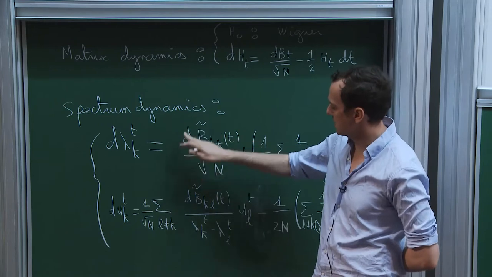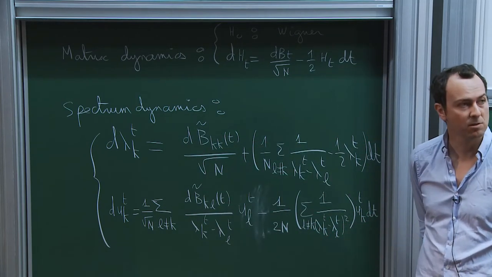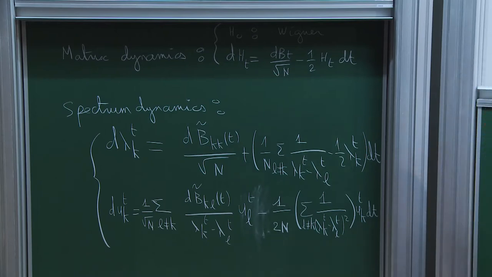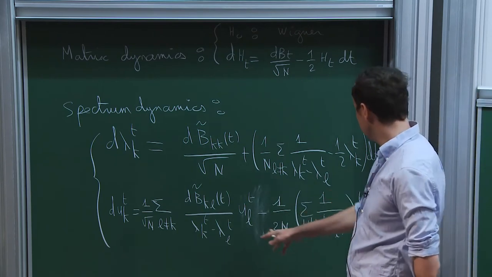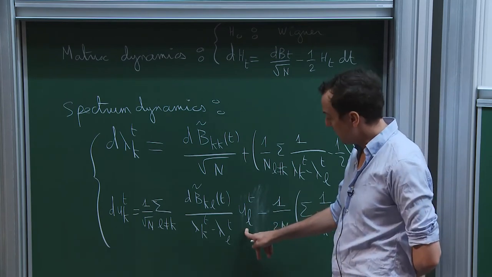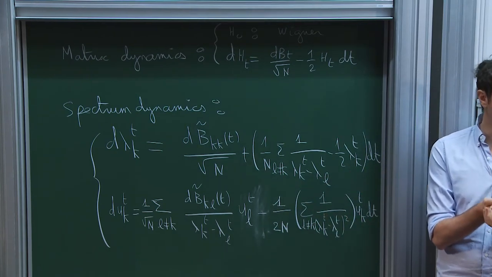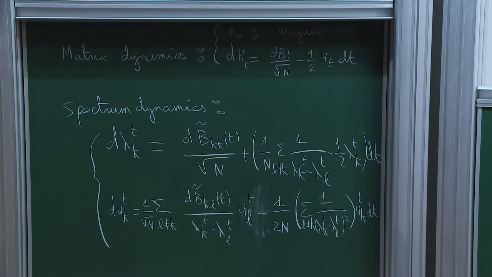So let me comment a little bit about the spectrum dynamics. I wrote the eigenvector evolution here. The eigenvector associated to lambda k is denoted by uk, and this is something we proved as an exercise yesterday. So everyone here knows how to prove this, right? So in particular, what you see is that eigenvectors are very unstable in directions related to eigenvalues that are very close. This is reminiscent of the fact that if these two eigenvalues coincide, you cannot even distinguish eigenvectors.